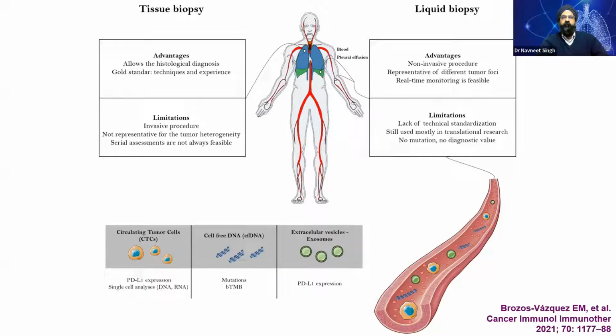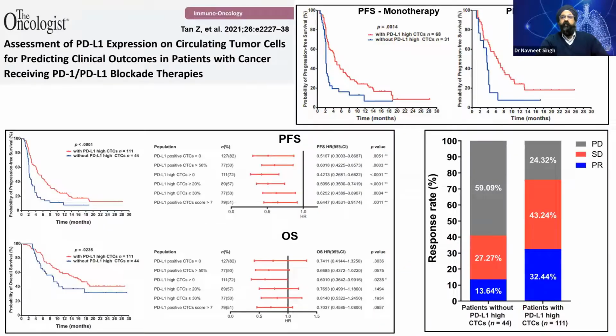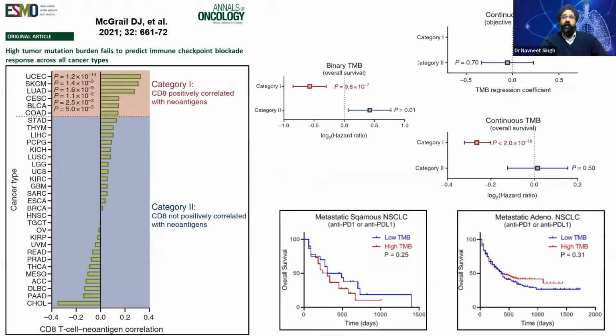We now know that liquid biopsy can be used for several things. And amongst the ones which are highlightable is you can do PD-L1 expression in circulating tumor cells. This was a paper late last year, and it was correlating with the immunotherapy efficacy. Also, what came across was that the initial enthusiasm for TMB seems to have gone. This was a paper in ESMO, the Annals of Oncology, which showed that it is not really TMB which matters, but its correlation with CD8 and neoantigens. And apart from that, TMB made no difference.